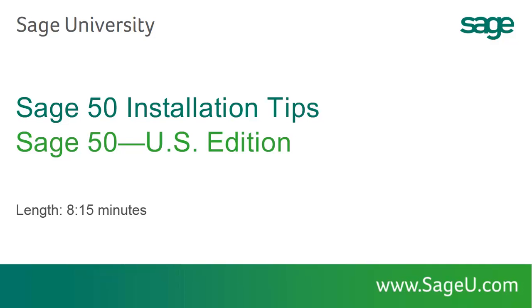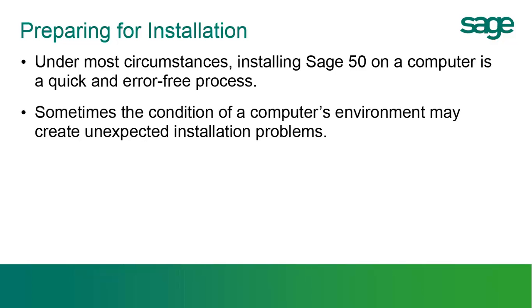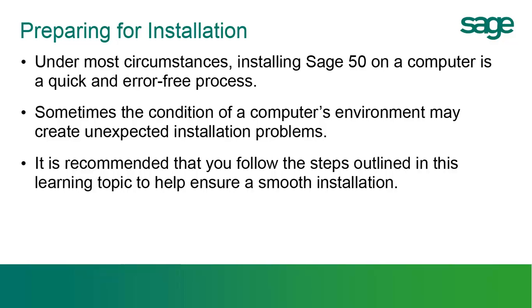This topic provides an overview of the procedures and steps used to prepare a computer for a successful installation of Sage 50 accounting. Under most circumstances, installing Sage 50 on a computer is a quick and error-free process. Sometimes, however, the condition of a computer's environment may create unexpected and unintended problems during and after installation. So right before you install the program, whether it is on a standalone system or on a workstation or server on a network, it is recommended that you follow the steps outlined in this learning topic to help ensure a smooth installation.